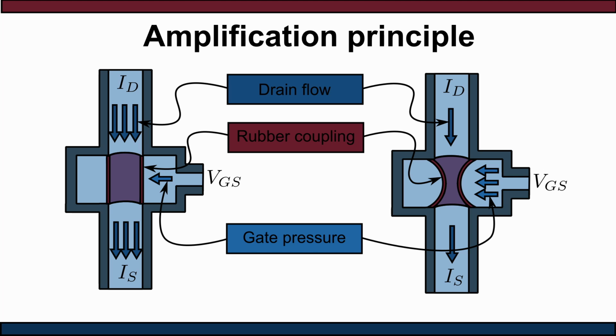To illustrate this, look at the analogy on the image. The drain source path is shown as a tube with a flexible rubber coupling inside. The drain current ID is represented as a water flow through this tube. The gate voltage VGS plays the role of gate pressure that squeezes the rubber wall. When the pressure increases, the passage narrows and the flow decreases. When the pressure is released, the passage widens and flow increases. In this way, the small signal applied to the gate controls the large drain flow, giving the principle of amplification.